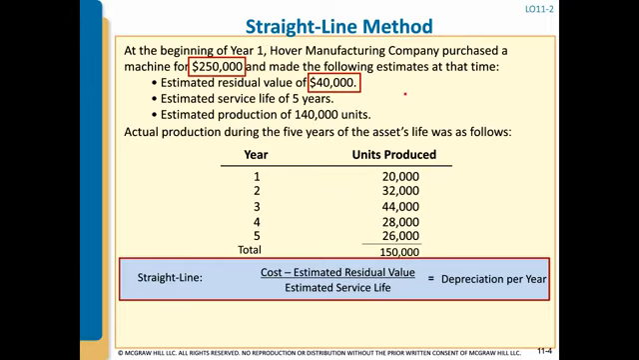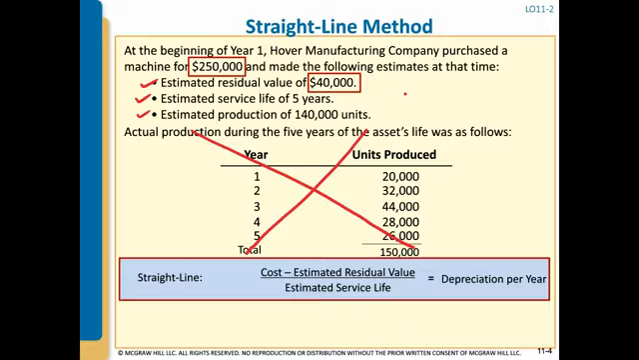Let's take an example, and we're going to work through the different methods in this video using the same example. At the beginning of year one, Hover Manufacturing Company purchased a machine for $250,000 and made the following estimates at that time. Estimated residual value was $40,000, estimated service life was 5 years, and estimated production was 140,000 units. We're not going to use this in the straight line method, so you can just ignore this piece of information.